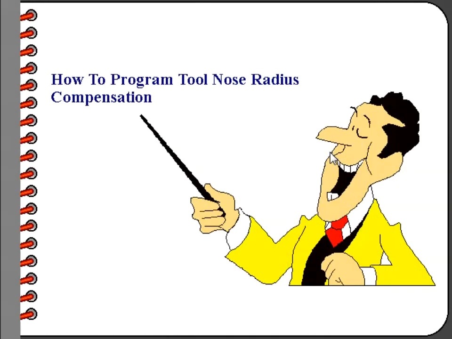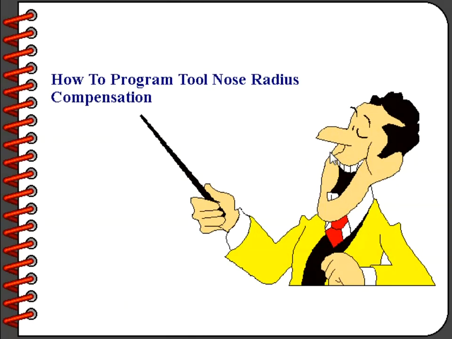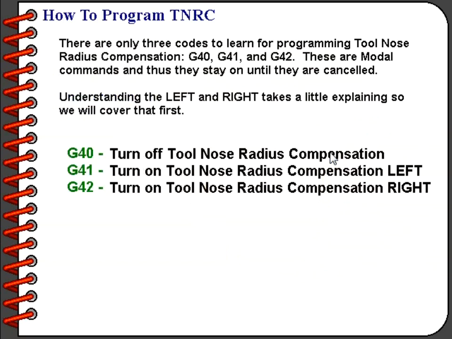By now, you probably understand why we need tool nose radius compensation. Now let's take a look at how we program it. Believe it or not, as powerful as this feature is, there are really only 3 codes that you need to learn. The G40 code turns off tool nose radius compensation.